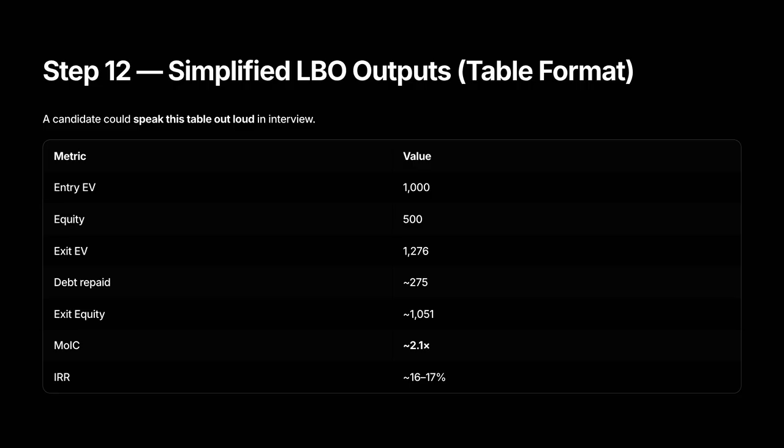Step 12. Simplified LBO outputs, table format. Speak this out slowly. Entry EV, 1,000 crore. Equity, 500. Exit EV, 1,276. Debt repaid, around 275. Exit equity, about 1,051. MOIC, around 2.1 times. IRR, 16 to 17%. This is a clean, interview-ready summary.